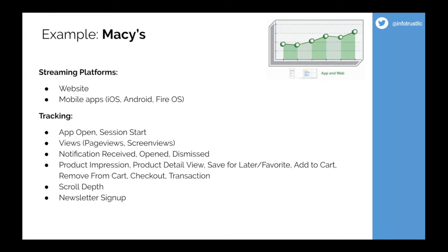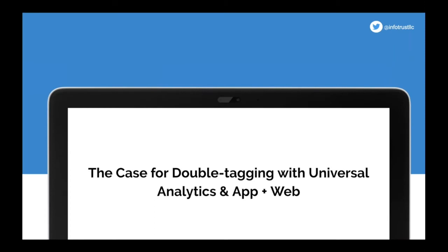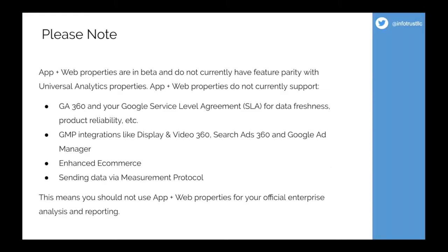All right, so let's talk about double tagging here real quick. Here's the note that I had in here. So I want to make this clear before we go into this. A few things here. So one, App Plus Web properties are in beta, so we've talked about that. And I also mentioned this as well. They do not currently have feature parity with Universal Analytics properties.